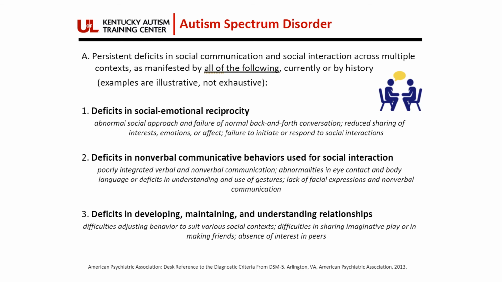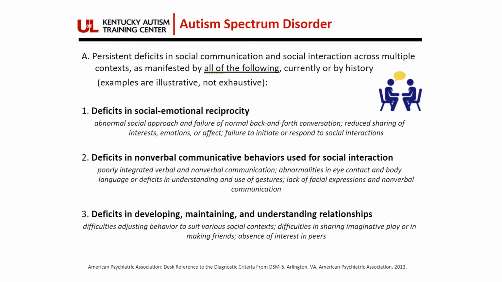The other component that we look at is deficits in developing, maintaining, and understanding relationships. So being able to make friendships and keep friendships. Think about your own friend circle. It's tough to maintain a friendship, especially in the times that we're in right now, but it's tough to maintain and develop friendships. So this is a big struggle for students with autism.